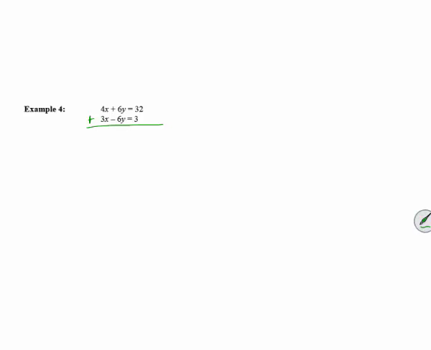Well, what happens? 4x plus 3x is 7x. 6y minus 6y, those cancel. They're gone. 32 plus 3 is 35. So now I have an equation that only has one variable in it. And I can solve that. So I'm going to finish by dividing both sides by 7. So x is 5. Now I have to go back in and figure out what y is.